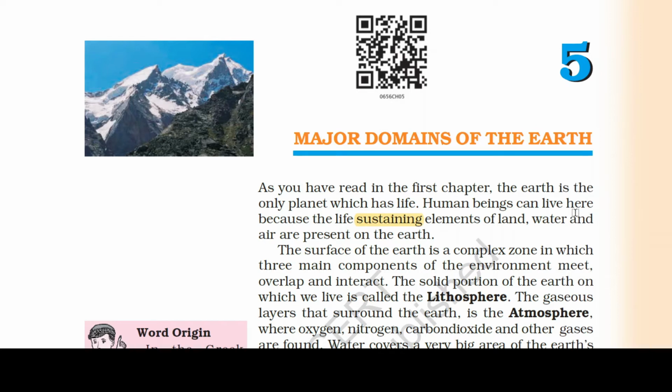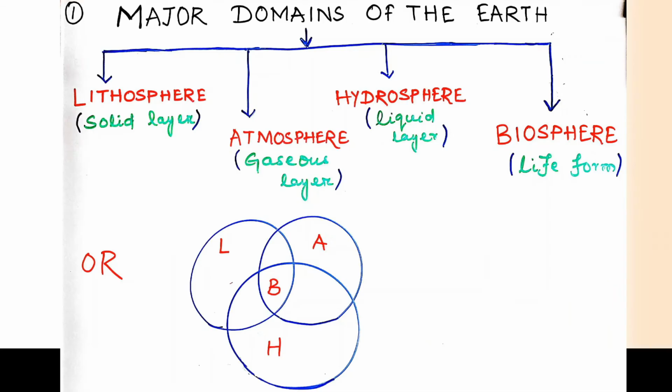The surface of the Earth is a complex zone in which 3 main components of the environment meet, overlap and interact. And we can see what the major divisions of the Earth are through this picture. You can see the picture on the screen.